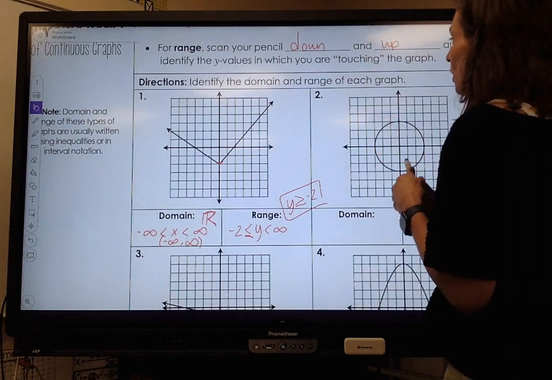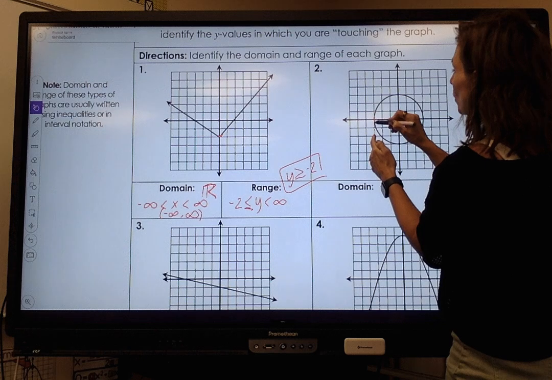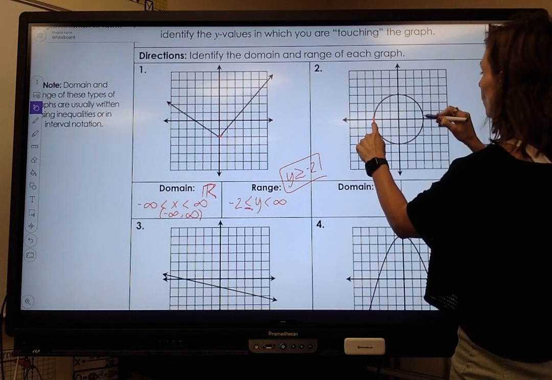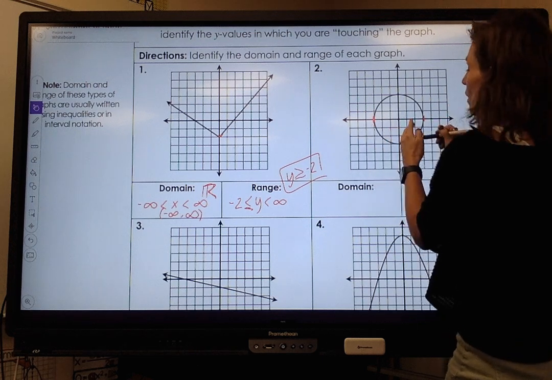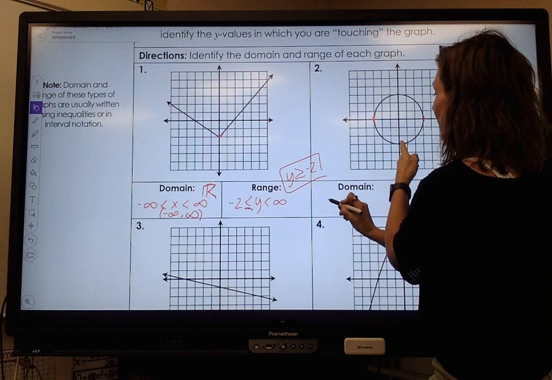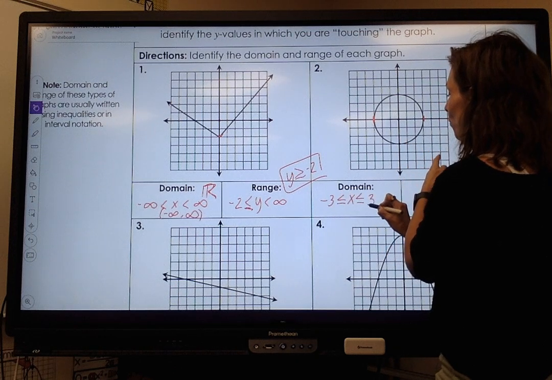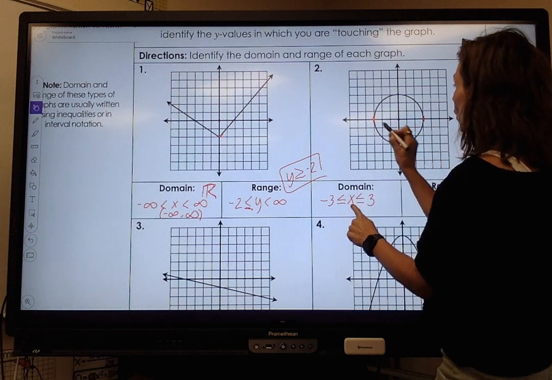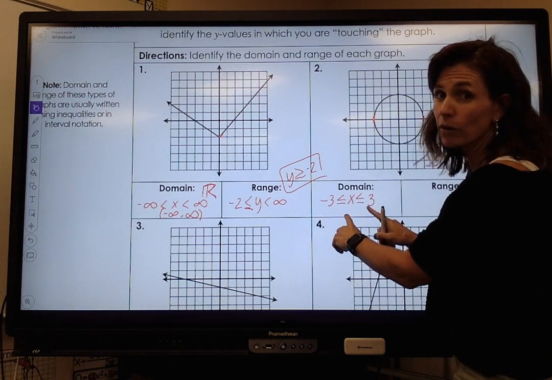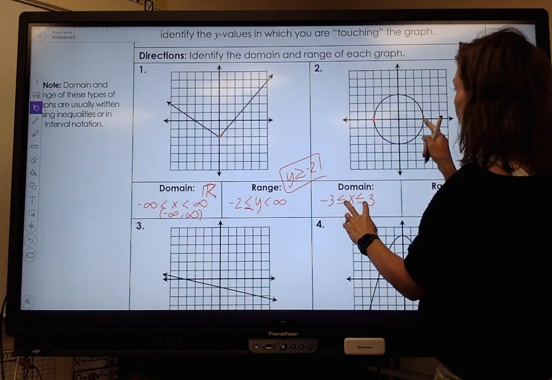Let's look at number 2. So number 2, how far left does this graph go? Well, look, it's got a stopping point at -3. How far right does this graph go? It goes to +3. So remember that and notation. My domain is -3 is less than or equal to x, which is less than or equal to 3. Because x includes all those numbers in between, right? So least to greatest, my arrows always go the same direction when I'm going least to greatest, and it's going to be less than or equal to.